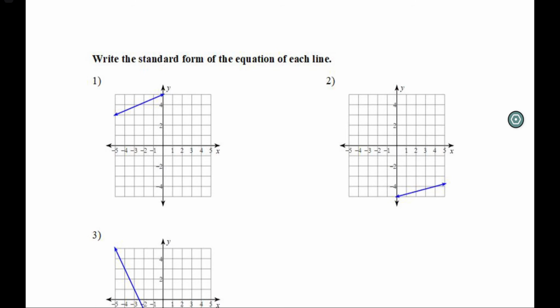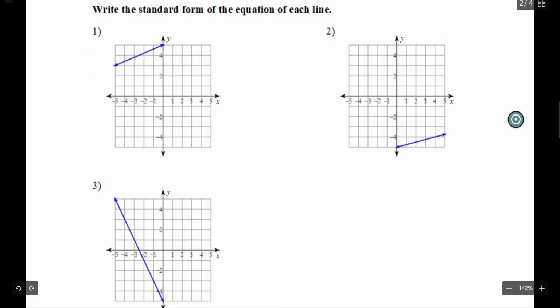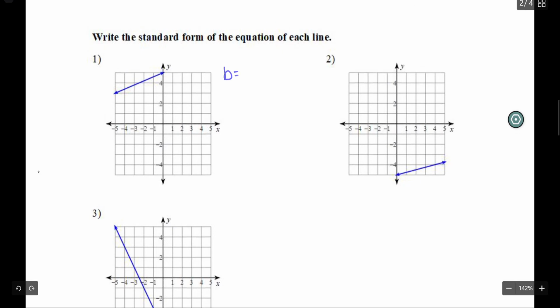Okay, write standard form for each equation in line. Same thing, we just need to know any part of it. Now, we know the y-intercept in this one. So we know b is equal to 5. M is our slope. So we're going to go down 1, 2, and left 1, 2, 3, 4, 5. So negative 5, negative 1, which means 1/5. Okay, go ahead and put it in there. I'm going to use slope-intercept form in this case. Y is equal to 1/5 x plus 5.